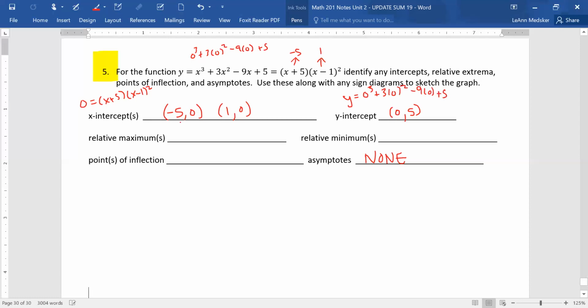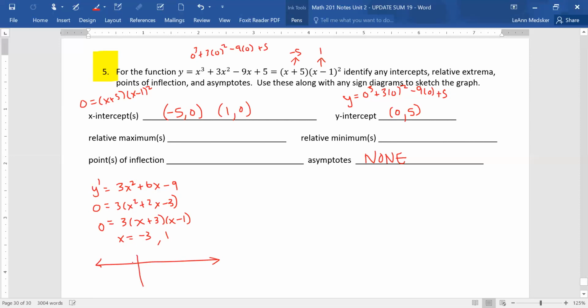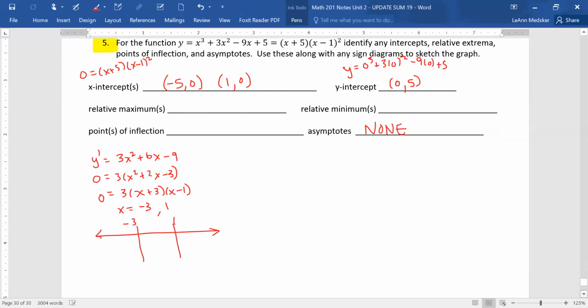Okay, now when we start talking about max and mins, we need a derivative. So we need to take y prime. So this would be 3x squared plus 6x minus 9. We can factor out a 3. And then this factors nicely into x plus 3 and x minus 1. So that means my possible critical values are negative 3 and positive 1. We don't know if they are max or mins yet until we do our test. So we put our numbers in our chart.